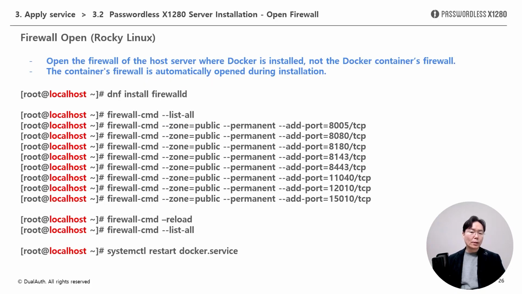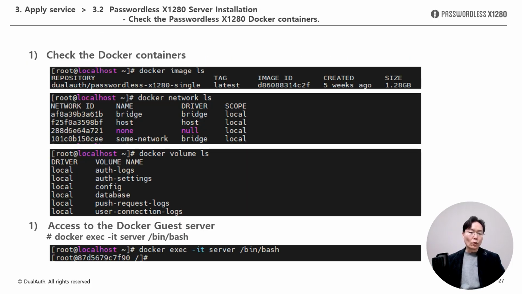Allow the ports used by the Passwordless X1280 server in the Rocky Linux firewall. Once the firewall registration is complete, restart Docker. Verify that Docker has been installed correctly. Also, verify that Docker's network is connected.